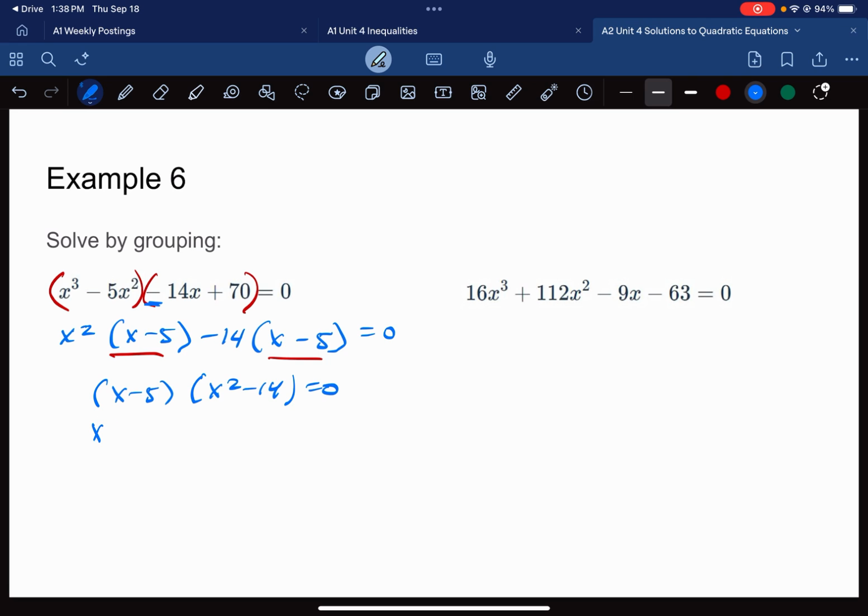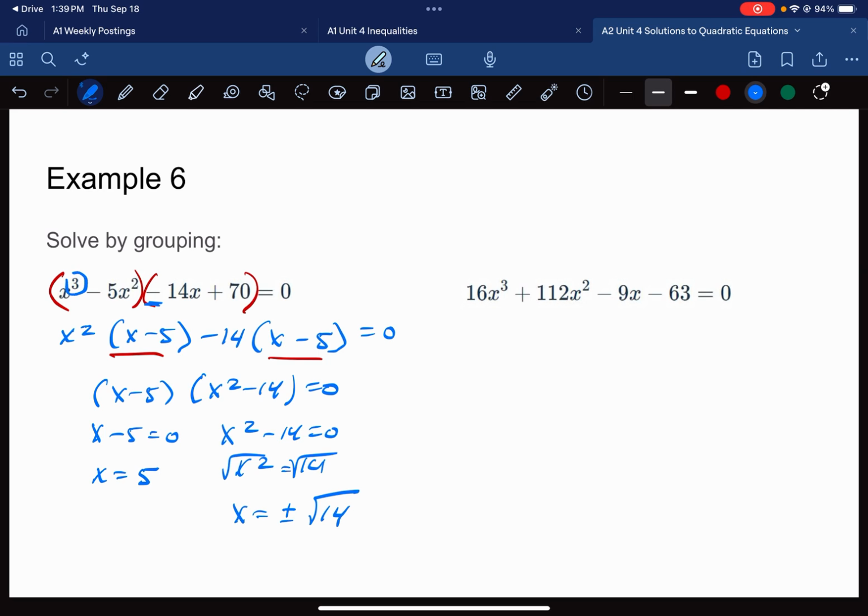So set each of those equal to 0, and x is positive 5. And then x squared minus 14 equal to 0, and we get x squared equals 14, and then I take the square root of both sides, and x is the positive negative square root of 14, and I don't think that simplifies. Like, the only thing you can break 14 into is 2 and 7, so there's no pairs to factor out there. But notice this again.